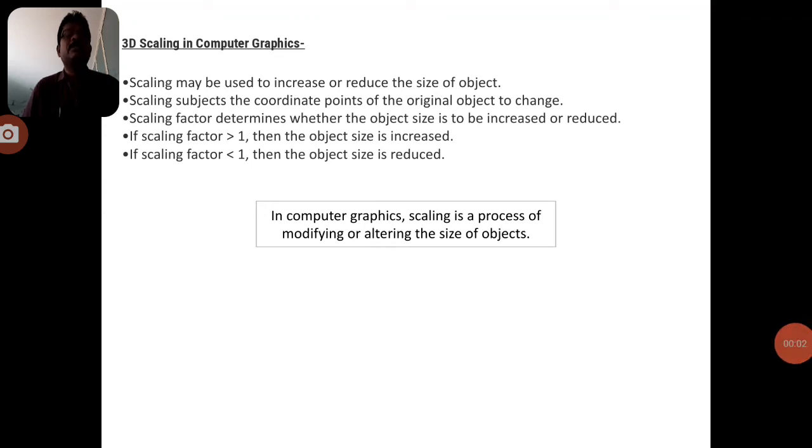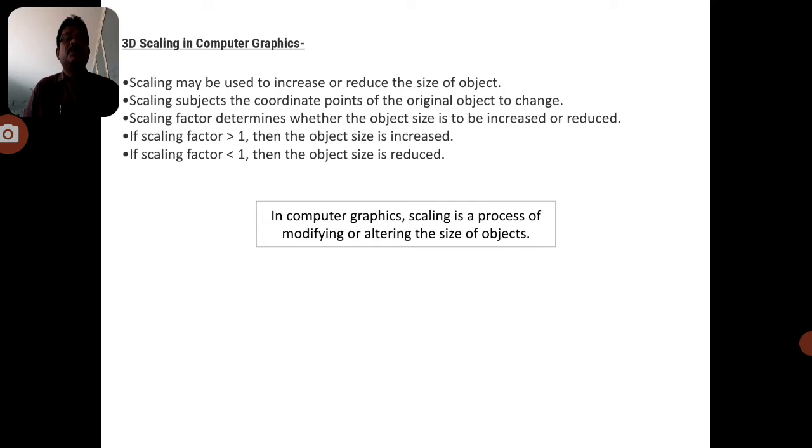Hi students, today I am going to discuss the 3D scaling, three-dimensional scaling concept. In the last videos I discussed two transformation techniques, translation and rotation. Now in this session I am going to discuss 3D scaling. So what is the difference between the previous two and scaling?